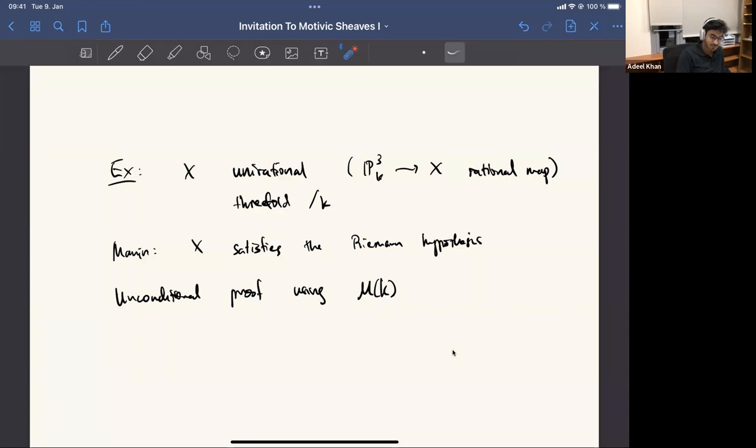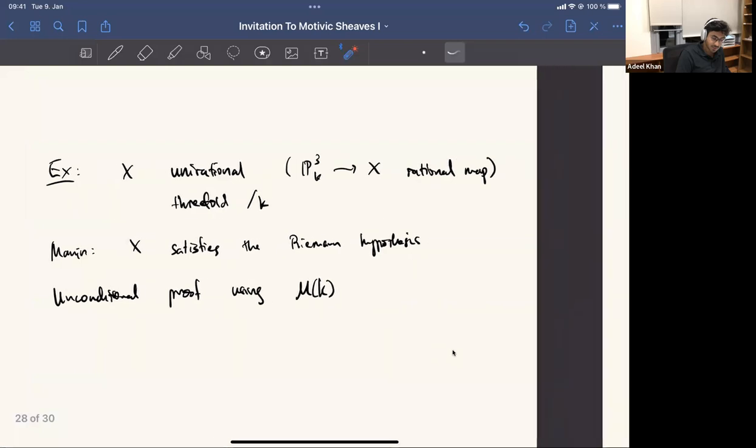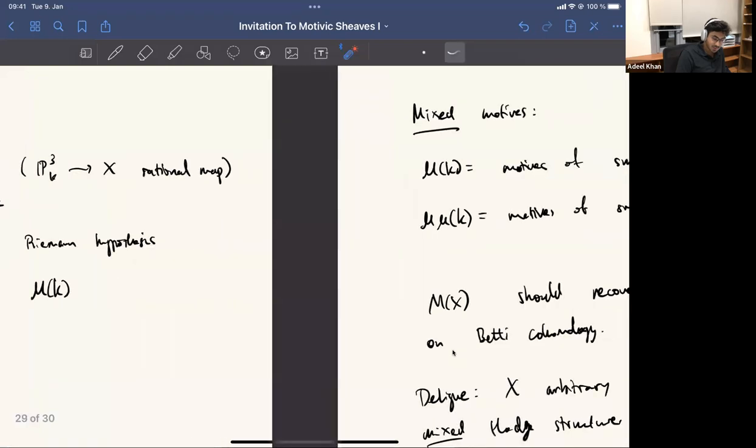The main input is that he lifts the blow-up formula in cohomology, the formula for the cohomology of a blow-up, to the motive, and uses that to understand birational transformations at the level of motives. And so this argument doesn't rely on any conjectures actually. So that's nice.